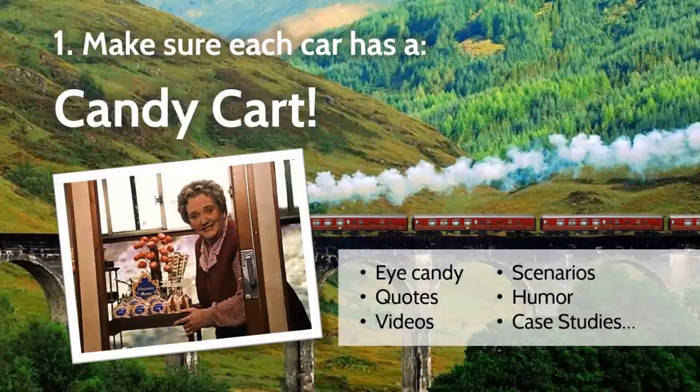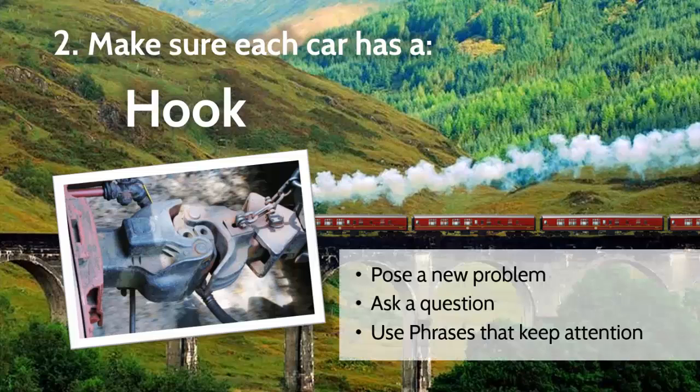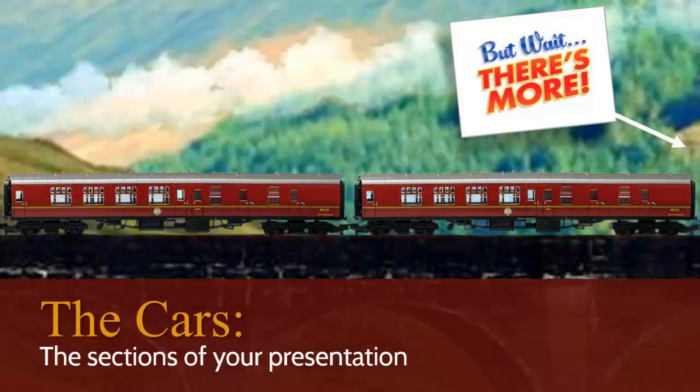The answer was that each of your train cars needs to have a candy cart. By making sure we include things like eye candy, scenarios, quotes, examples, it helps make the ride more enjoyable. We also talked about the importance of making sure each car has a hook, that each car should be securely fastened to the other cars with visual and verbal transitions. Some examples that we discussed were posing a new problem, asking a question, or using phrases that keep attention like, "But wait, the story train doesn't end with the train cars, does it?"